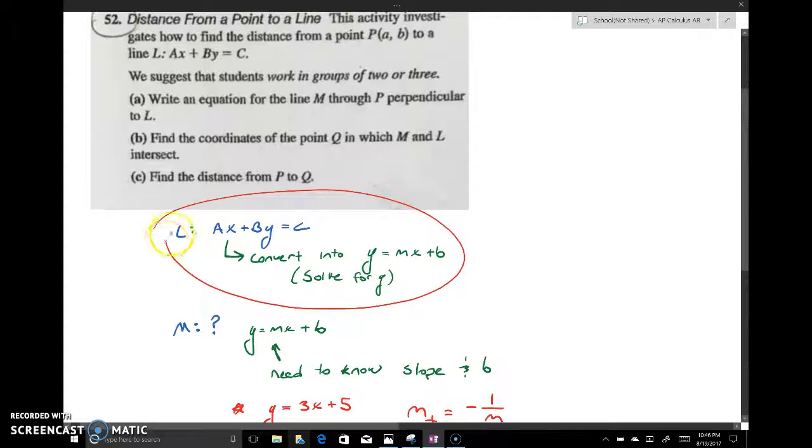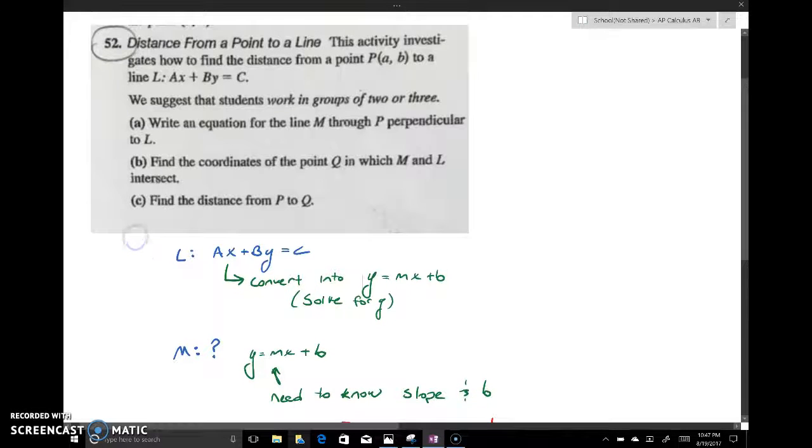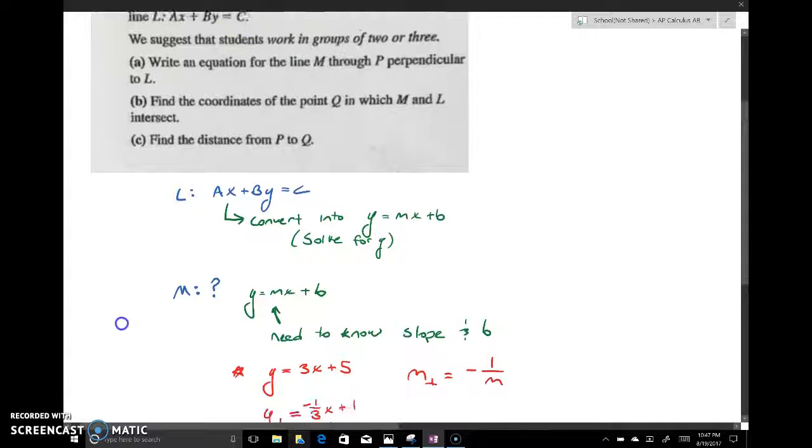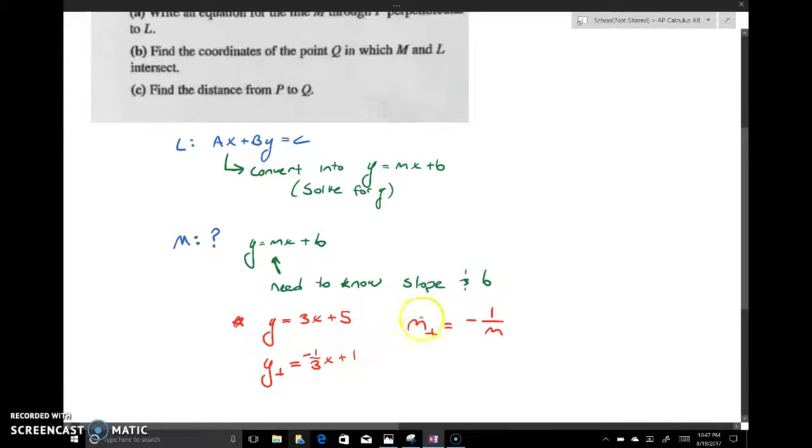If we solved line L for y and got it into slope-intercept form, then we're going to know what the slope is for line L based on A, B, and C. In this problem, we're not really dealing with numbers, so we're just going to have these letters A, B, and C that represent any number. So if I solve for y for line L, I'm going to get whatever that slope is in terms of A, B, and C, and then I can use that to find the perpendicular slope, which would be the opposite reciprocal.